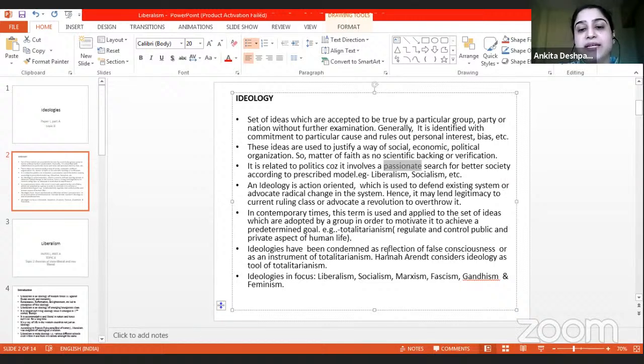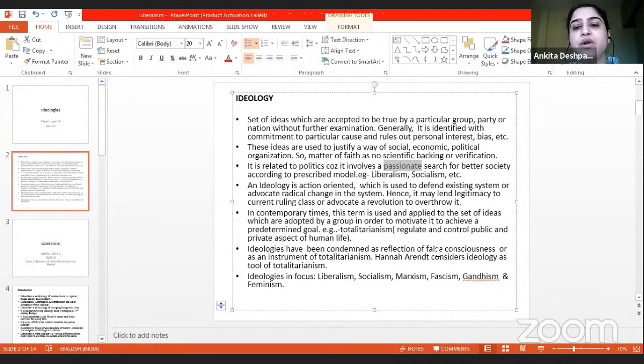Ideology has been condemned as a reflection of false consciousness or as an instrument of totalitarianism. Because, see, ideologies are a set of ideas that a person believes are true. There is no verifiability, there is no chance of scientific backing about it. It's a matter of faith. I've already told you, it's a matter of faith. So what happens? A particular group of people who believe that this particular ideology is the right way, is the best, it's always going to bring about positive change in the society.